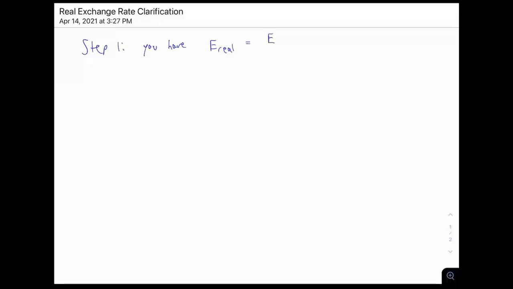the nominal exchange rate. Now, it doesn't say nominal, it's just an E. I'm going to write nominal. And that's divided by P over PF, where PF is the foreign price level and P is the domestic price level.